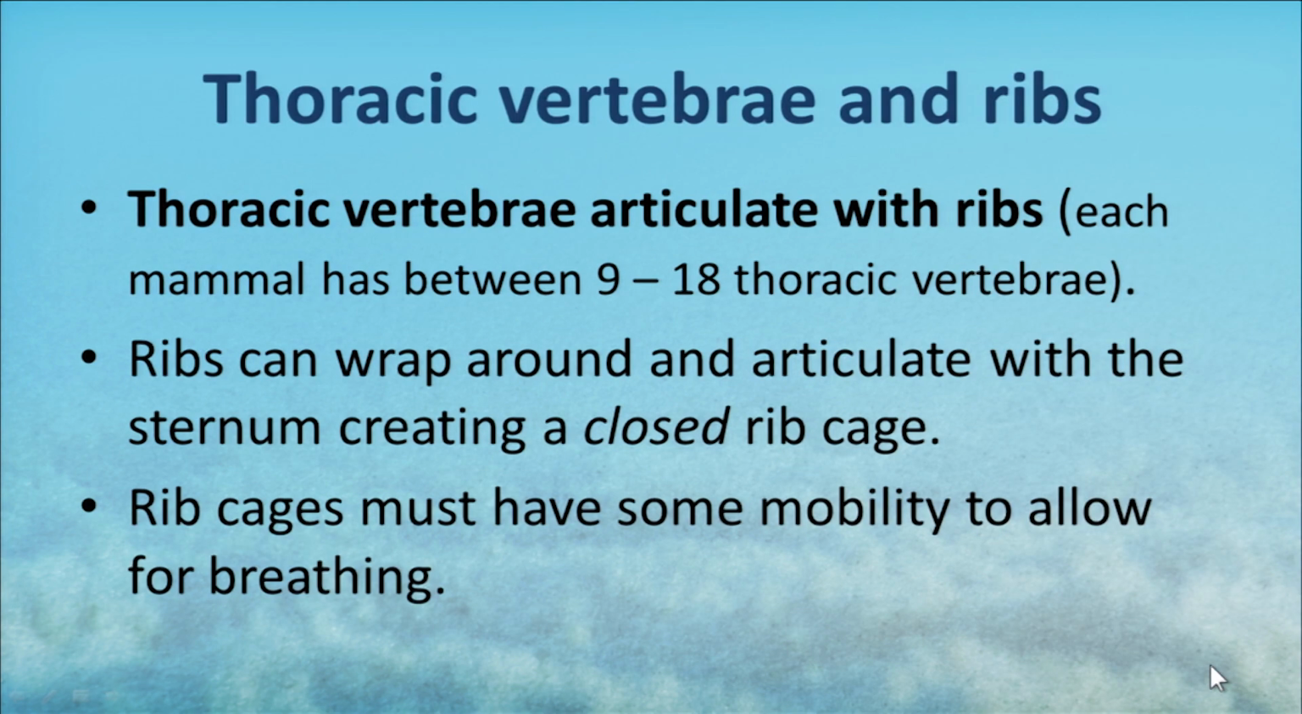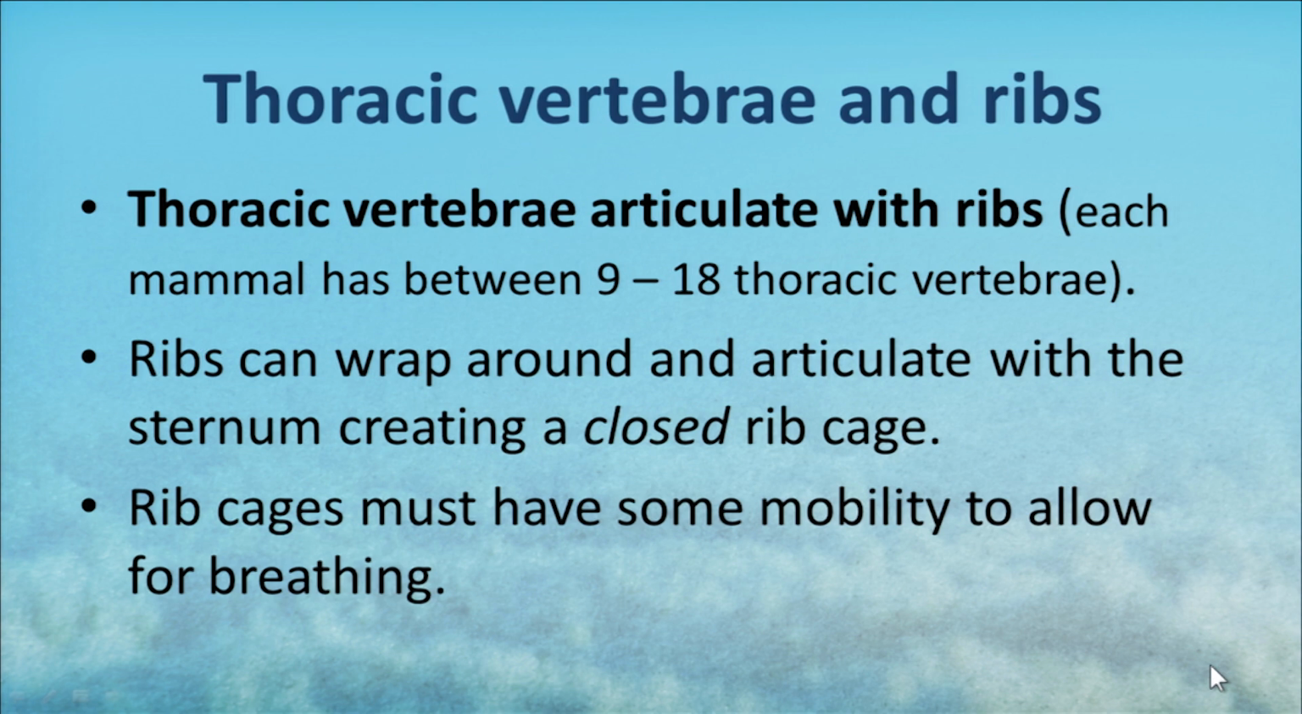So let's go ahead and start with the thoracic vertebrae. The thoracic vertebrae are the ones that articulate with the ribs, so that's their definition. Humans have 12 thoracic vertebrae, but the number in all mammals ranges between 9 and 18. As a general rule, marine mammals tend to have a greater number of thoracic vertebrae. So for example, 16 or 17 thoracic vertebrae would be a common number among the marine mammals.